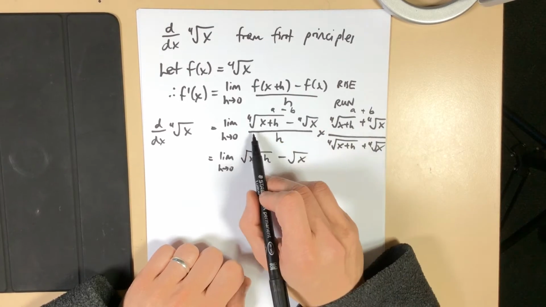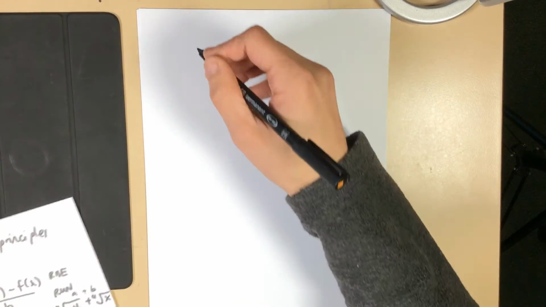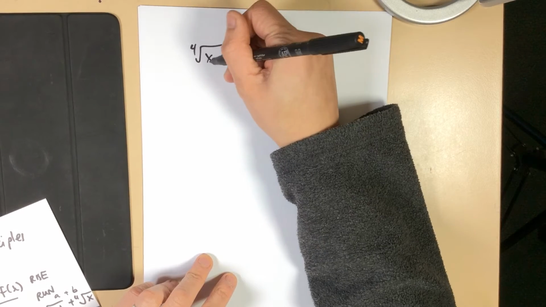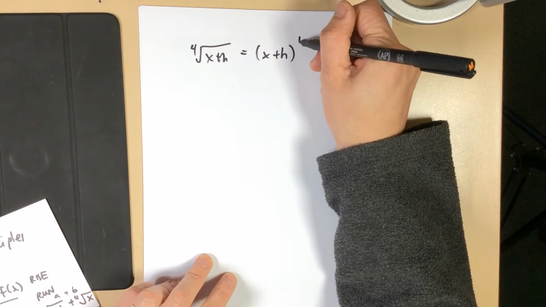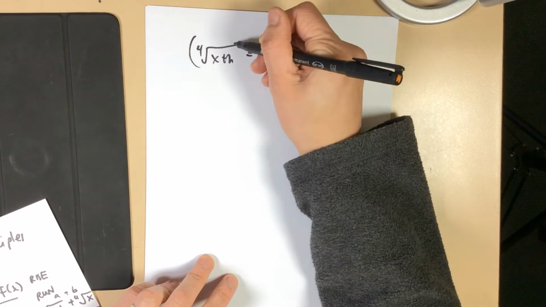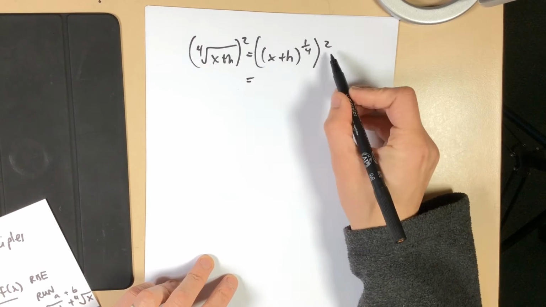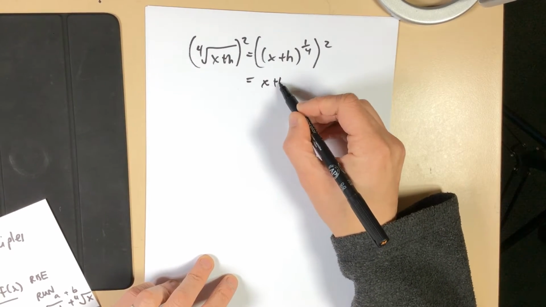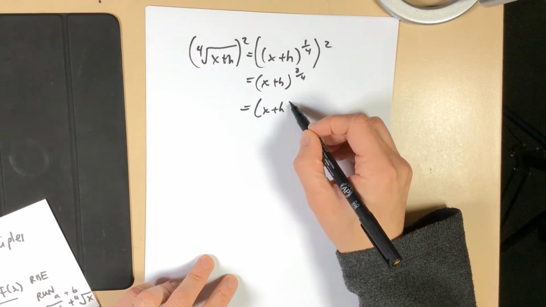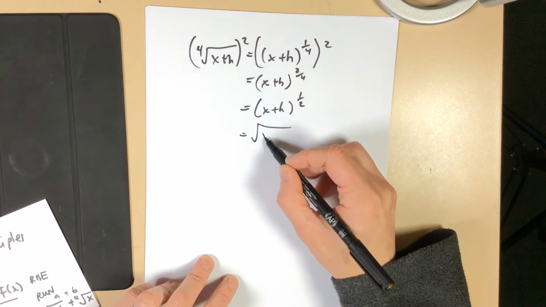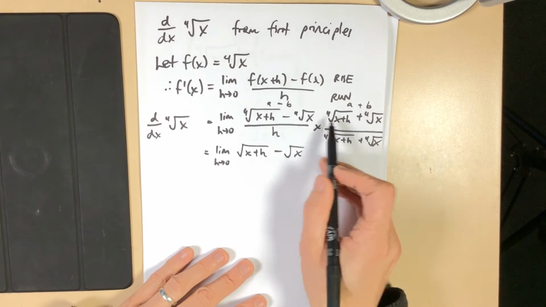If you can't quite see that, this fourth root of x plus h, you could rewrite that as x plus h to the power of a quarter. So if I squared this thing, the way the index laws work is that you multiply those two powers, 2 over 4, which is a half. So that's why that's the square root of x plus h, which is what I have here. So that's what's happened to the numerator.